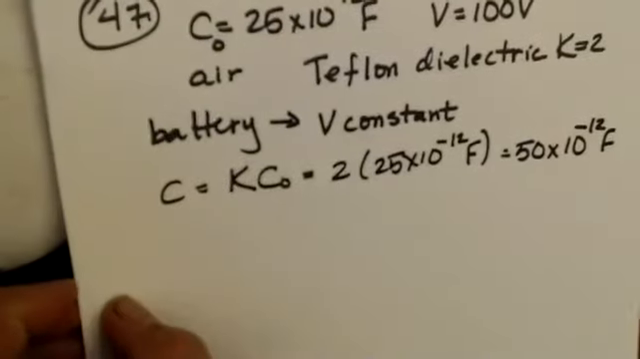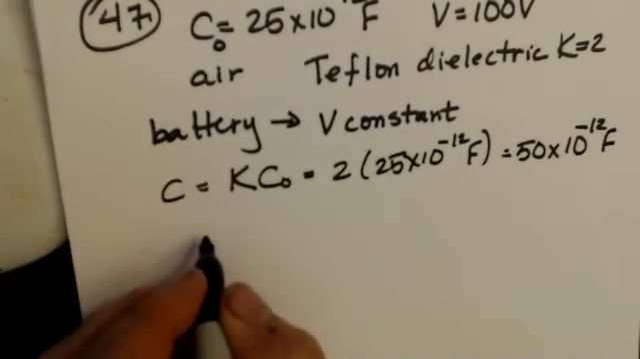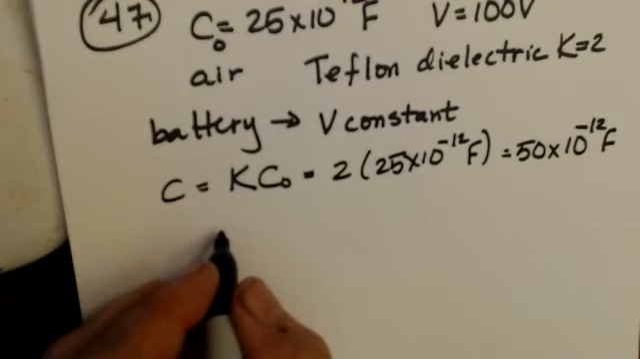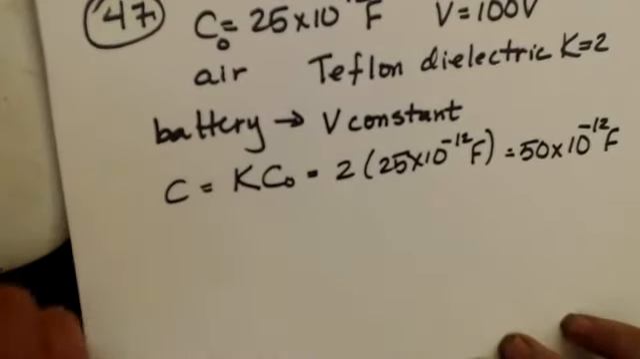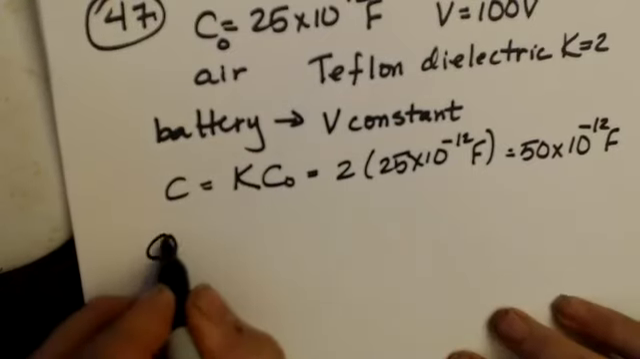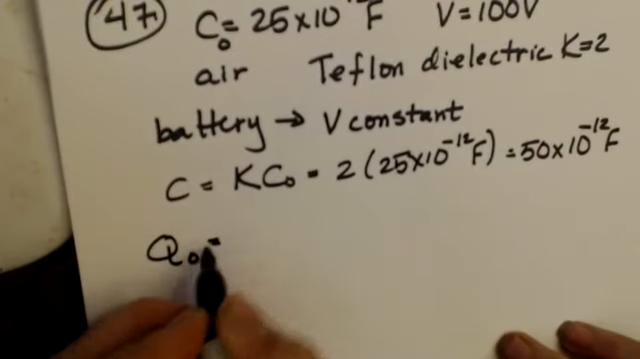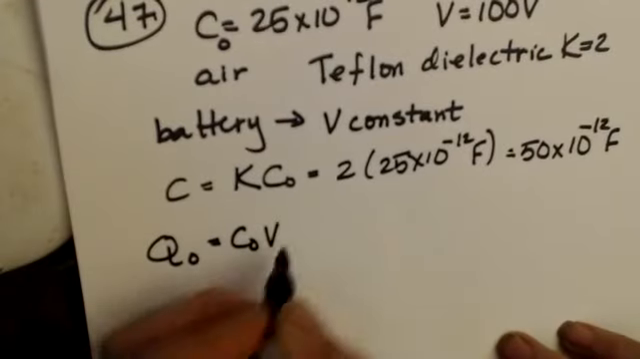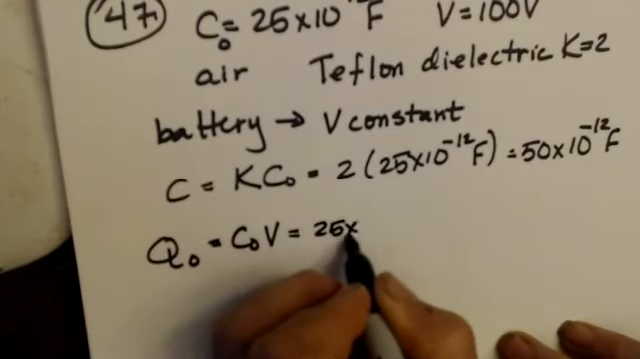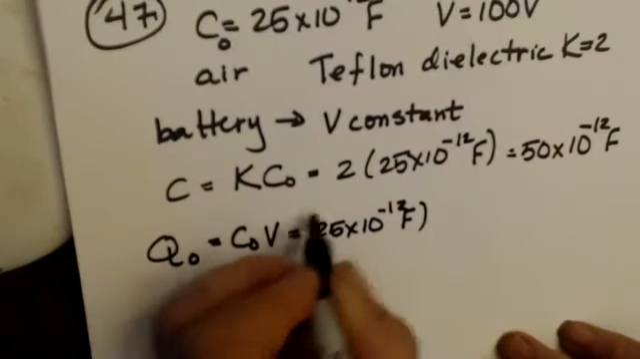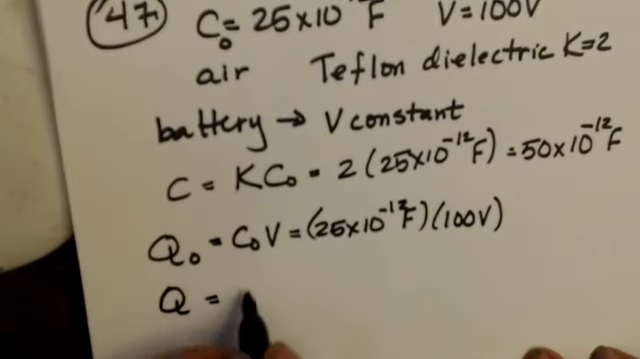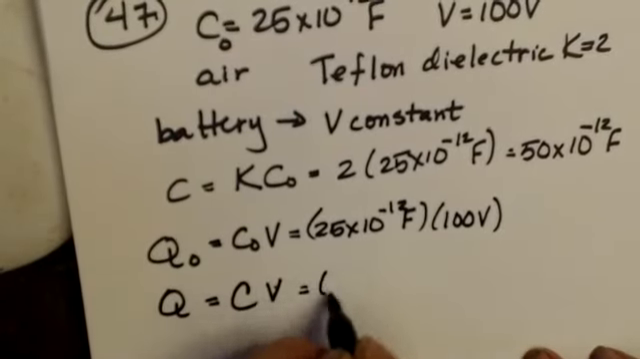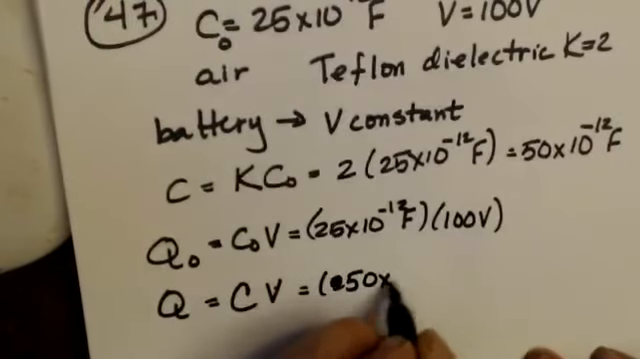Okay, so now the charge on the plates, we're going to go all the way back and use the definition of capacitance again. They want me to find the change in charge on the plates. So I need to find Q original, and that's going to be C original times V, which is 25 times 10 to the minus 12 farads times 100 volts. And they want me to find Q final, which is the new capacitance times V, which is now 50.